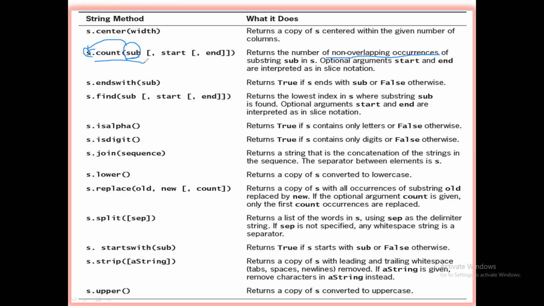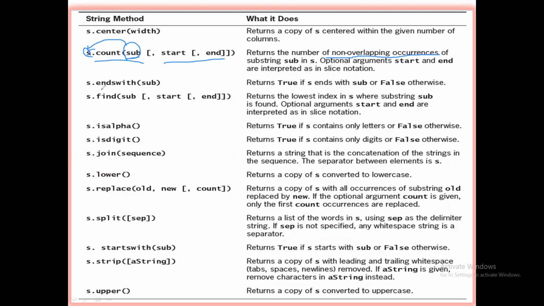Right. And also you can specify some optional parameters here, start comma end, which specifies from where to where you want to count the number of occurrences of the substring in the specified string. So if you don't want the entire number of occurrences, if you want to focus on a particular part of the string, you can also specify it by using these optional parameters here.